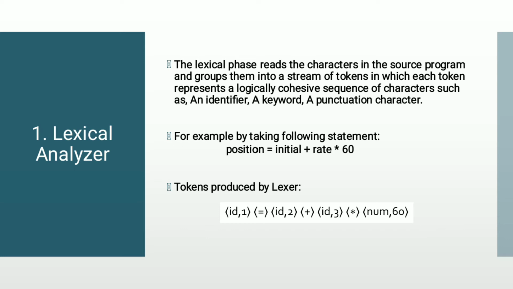Taking the statement position = initial + rate * 60 as an example, the tokens produced by the lexical phase are: position as id1, the equal sign as is, initial as id2, the plus sign as is, rate as id3, the multiply sign as is, and 60 is converted into a keyword, which is num.